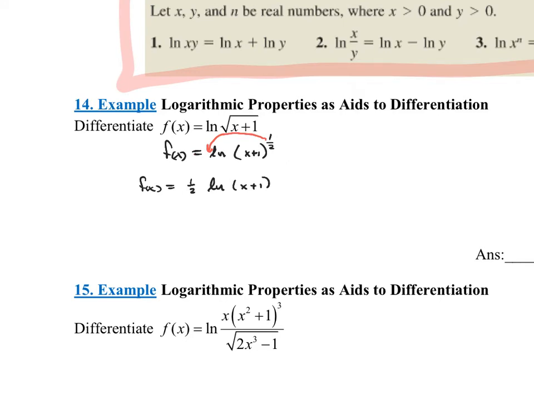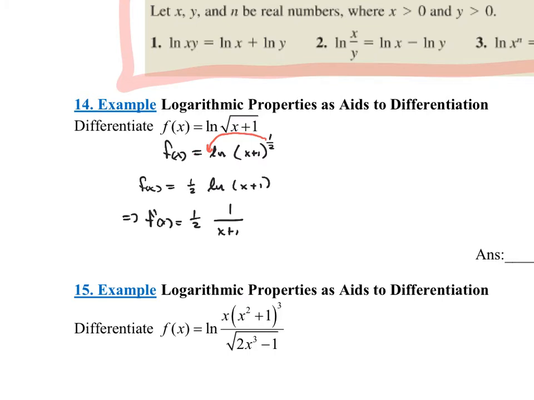Why would we want to do that? Because now when we find the derivative, we don't have to do a chain rule with a chain rule inside of it. We can just straightforward do a chain rule once. And let's see what I'm talking about here. So let's find the derivative, f prime of x. 1/2 is your constant multiple. The derivative of the natural log of u is 1 over u. So in this case, 1 over x plus 1.